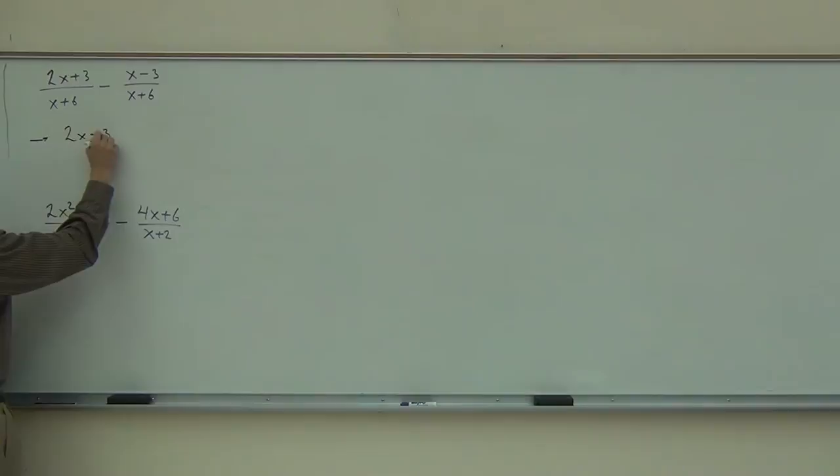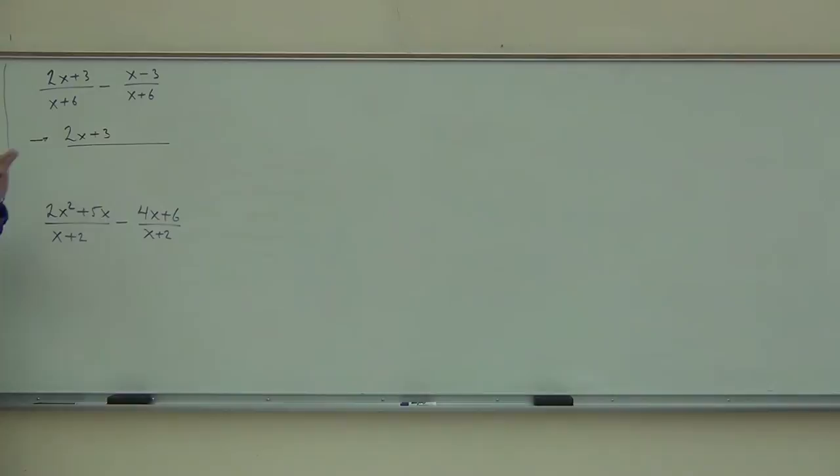On the first one, you check for a common denominator. Of course, we have one. That's going to stay the same, x plus 6. I hope you did this. Watch on the board real quick. Did you do this on your paper? Did you get that? Yes. Did you change the second sign? Yes. Awesome.